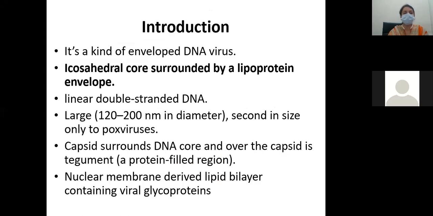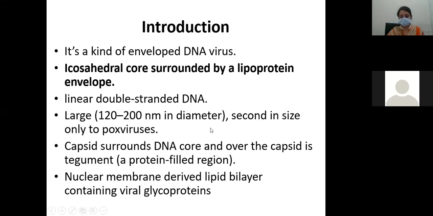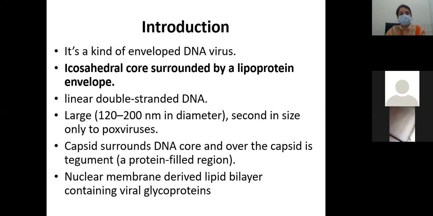First of all, what is herpes? It's a kind of enveloped DNA virus with an icosahedral core surrounded by a lipoprotein envelope, and it has a linear double-stranded DNA. It is large, second in size only to pox viruses. Its size is 120 to 200 nanometers in diameter.